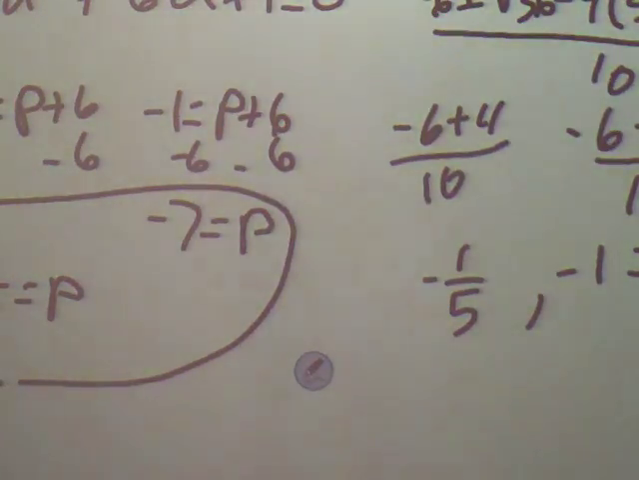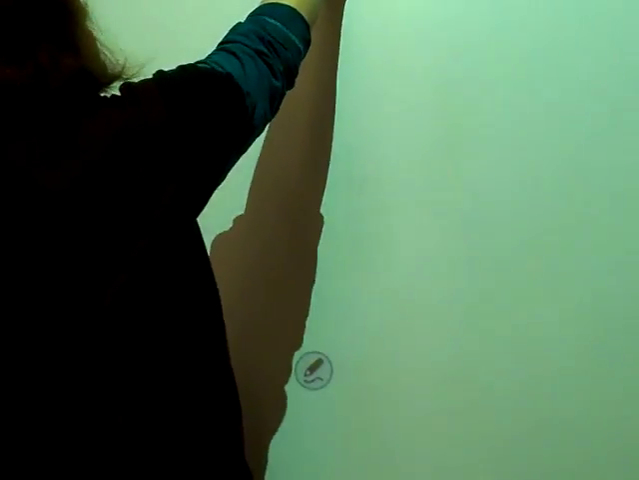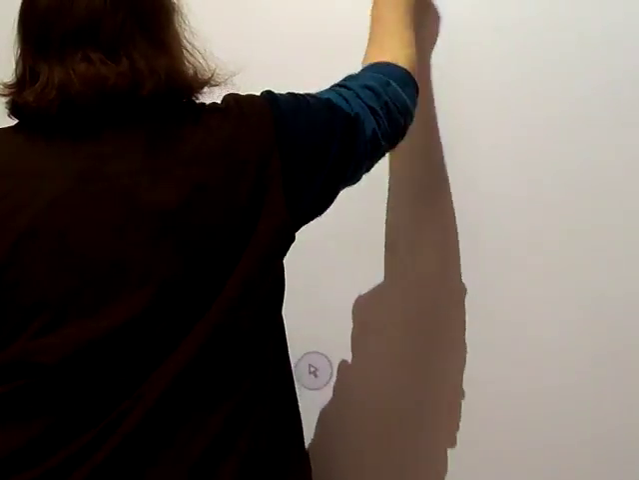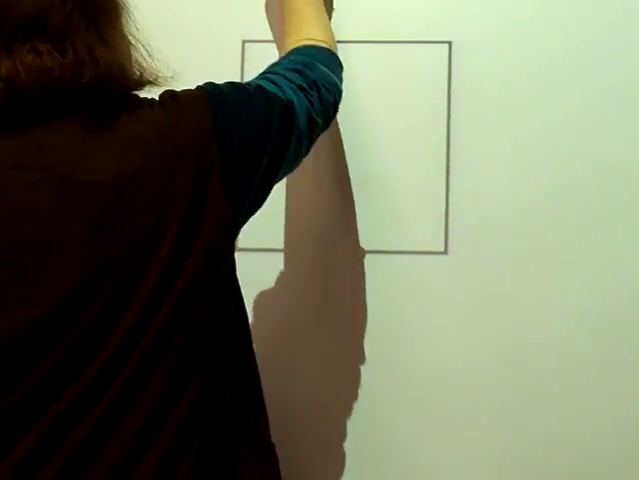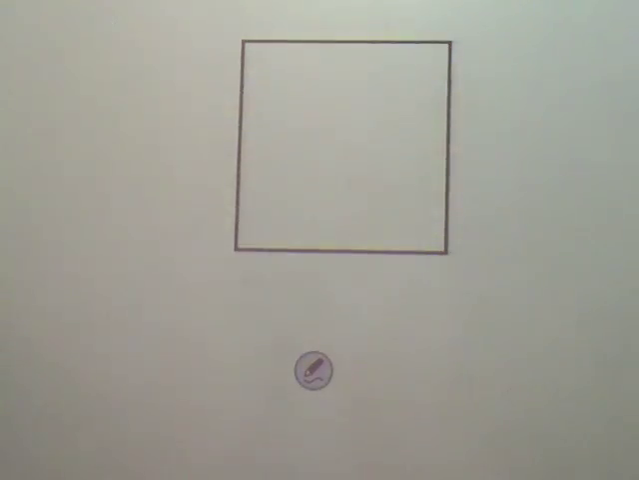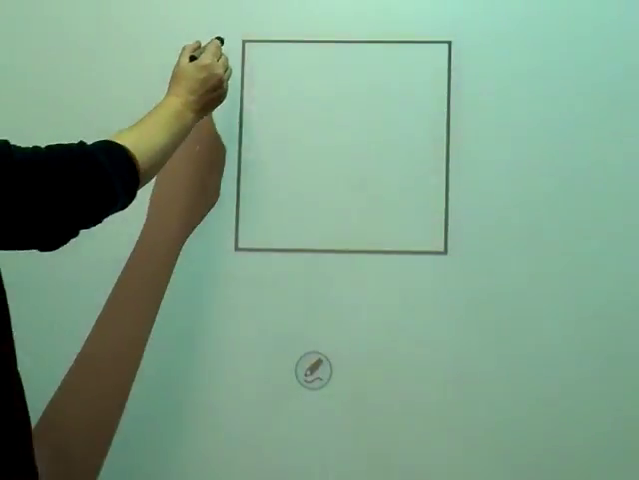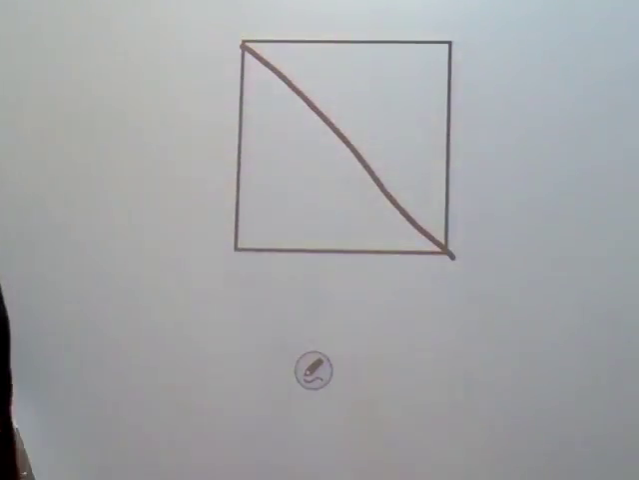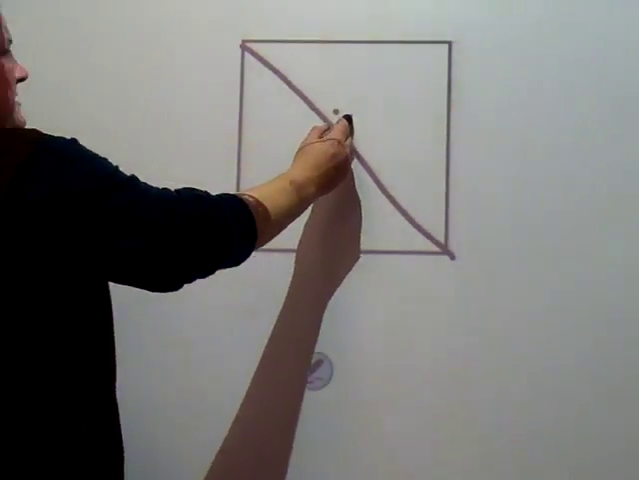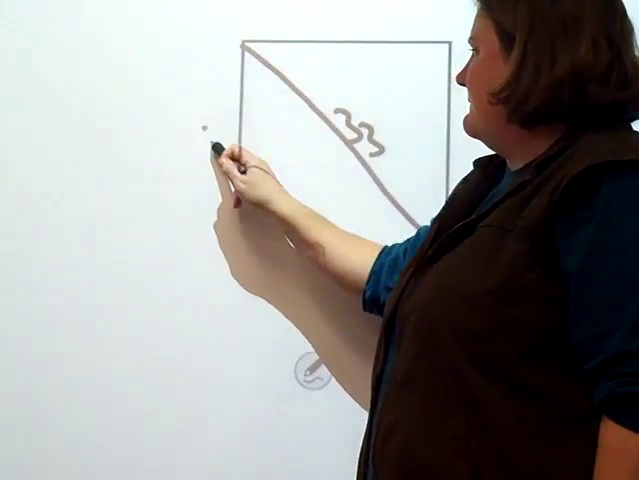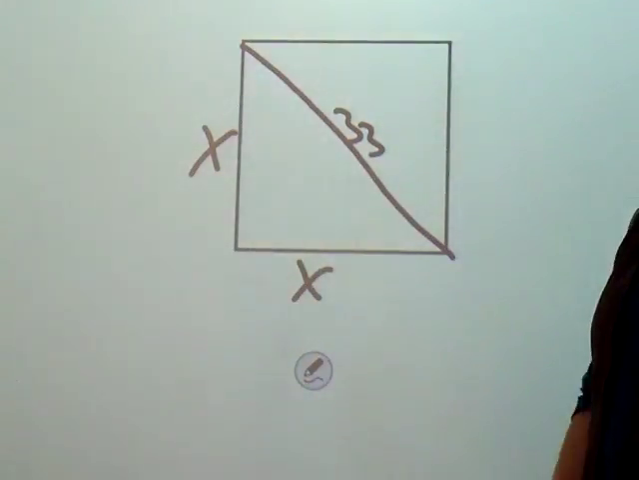Alright, we got a 33-inch square TV. So I'm going to give me a little square here. It tells me on number 8 that the 33 inches is the measure of the diagonal of the screen. Okay, so that's 33 inches. Now what's special about a square is that the sides are the same. So if this one's x, this one's also x.